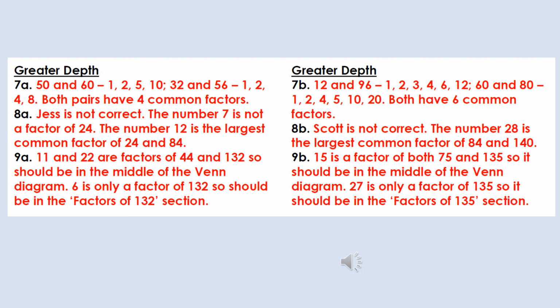For the Venn diagrams, 11 and 22 should be in the middle, okay, where each of the circles join. 6 is only a factor of 132, so it should be in the factors of 132 circle. For 9b, 15 should be in the middle of the Venn diagram, and 27 should be in the factors of 135 section. I hope that you got along well with those tasks.